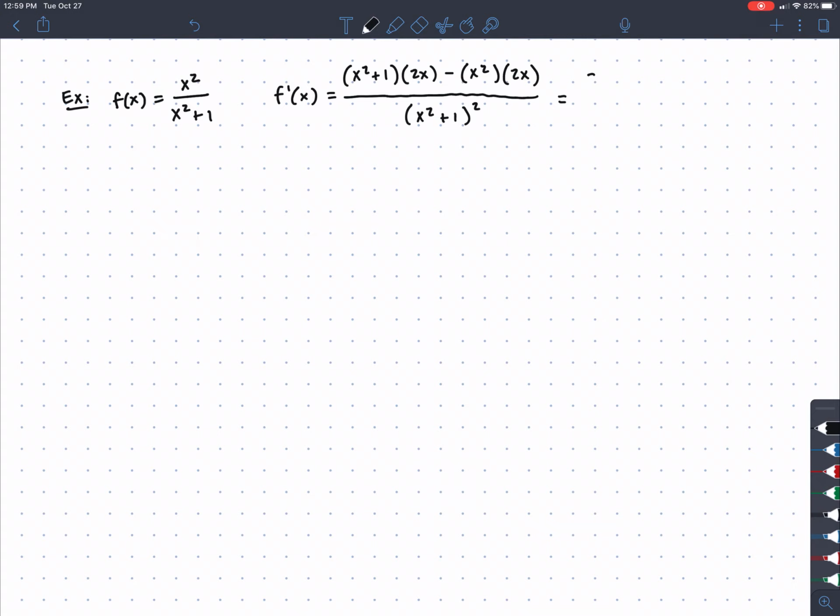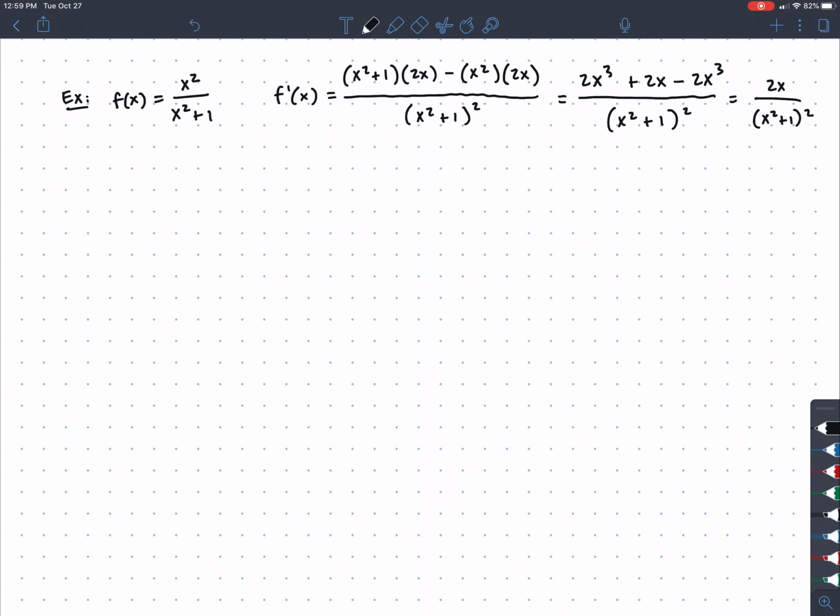So this becomes 2x squared plus 2x minus 2x cubed. And I see a mistake that I made. That should be 2x cubed. And this will actually simplify to just 2x over x squared plus 1 squared.